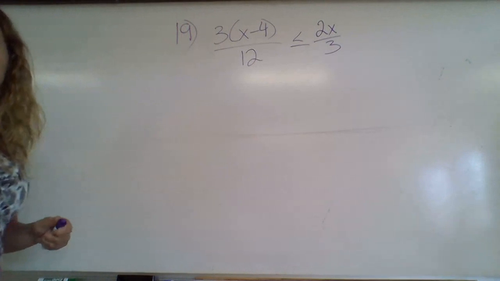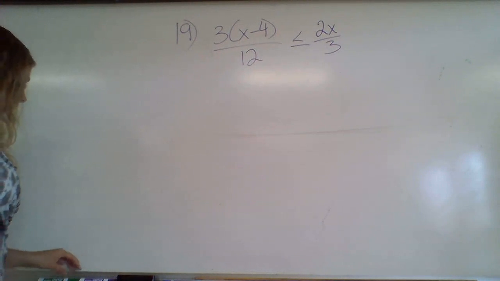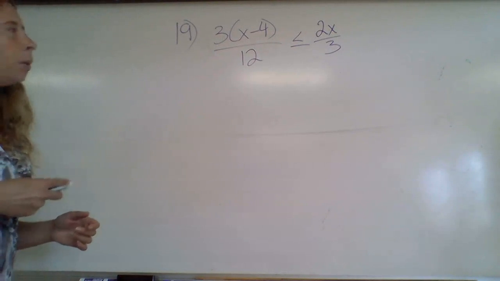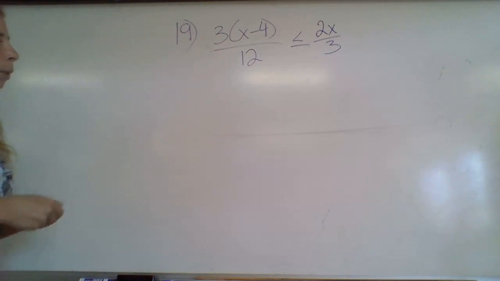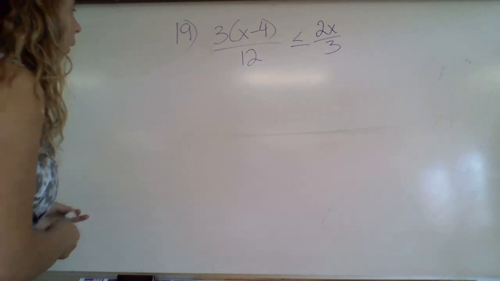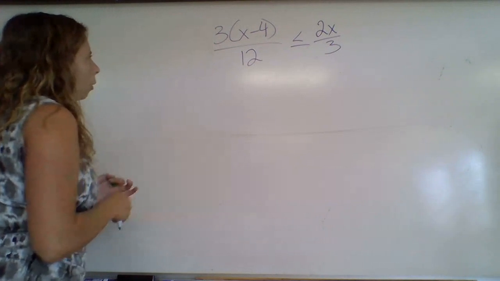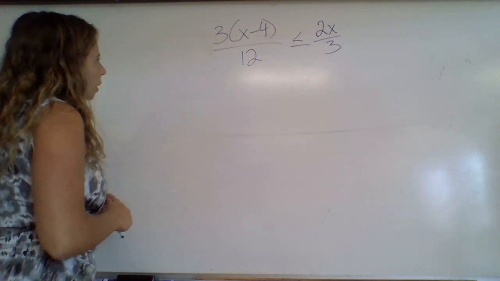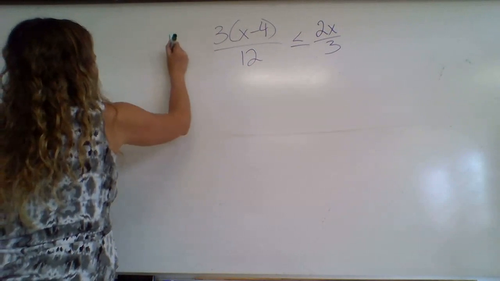Okay, this is number 19. So it just says solve each multi-step inequality. Okay. So you have a few different ways you can start out. Remember, you can pretty much do anything as long as you do it to both sides. I'm going to start out by multiplying both sides by 12.